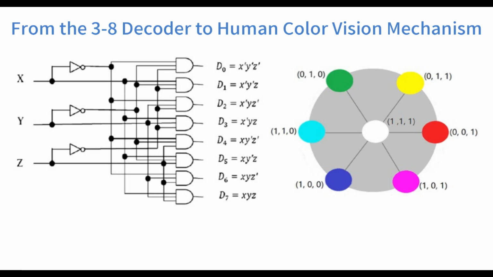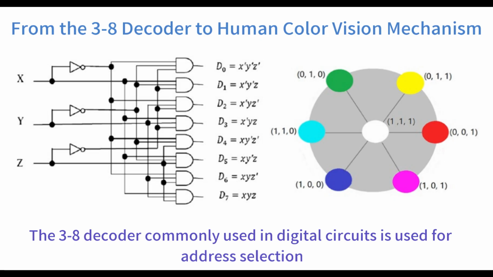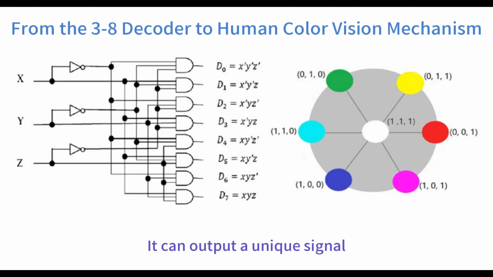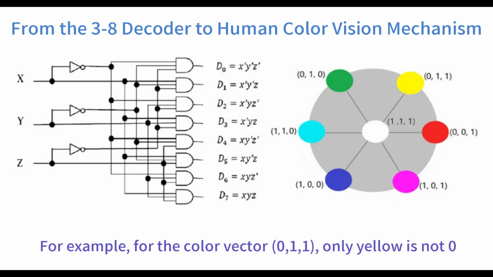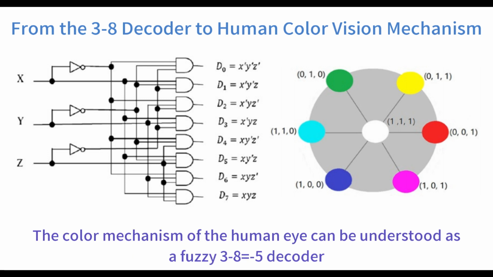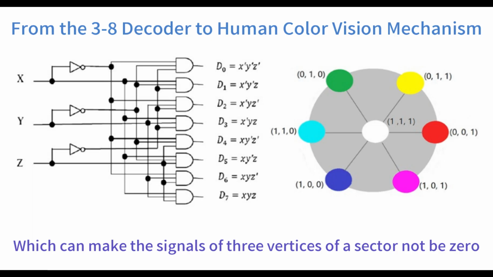From the 3-to-8 decoder to the human color vision mechanism. The 3-to-8 decoder commonly used in digital circuits is used for address selection. It can output a unique signal. For example, for the color vector 0, 1, 1, only yellow is not 0. The color mechanism of the human eye can be understood as a fuzzy 3-8 decoder, which can make the signals of three vertices of a sector not be 0.